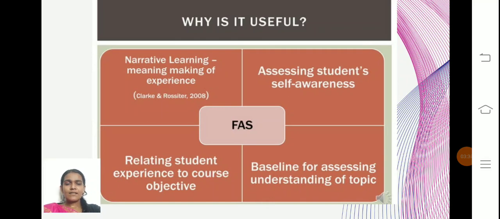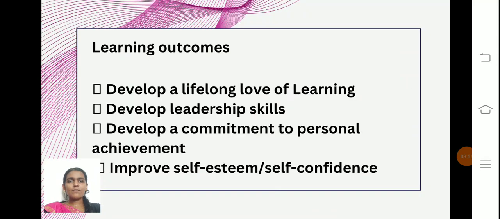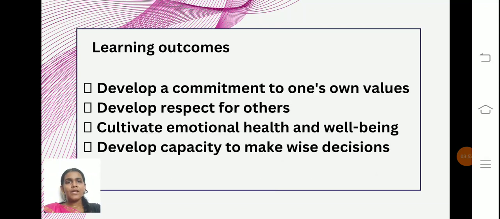While writing, the students also understand these are things about us, so the students can understand about themselves. And assessment of students' self-awareness, relating students' experience to course objectives, is a baseline for assessing understanding of topics. The learning outcome is to develop a lifelong love of learning, leadership skills, commitment to personal achievements, improve self-esteem, develop commitment to one's own value, respect for others, emotional health and well-being, capacity to make wise decisions.